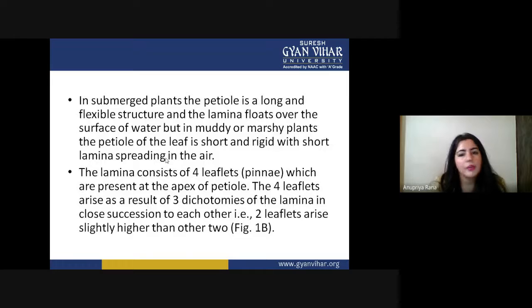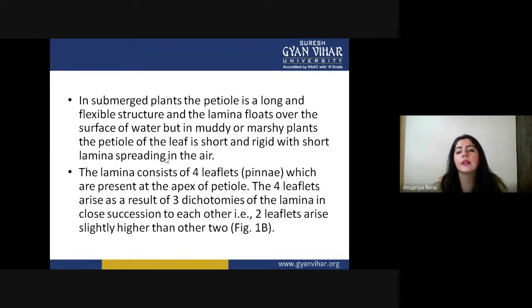In submerged plants, the petiole is very long. As we just saw in the diagram, the plant has a very long and very flexible petiole. This flexibility and length help the plant float over the surface, because the more water they displace, the more they can float on it. That is why this flexible petiolar structure is very long, and that gives them buoyancy. Lamina floats over the surface of water, but in muddy or marshy plants, the petiole of the leaf is short and rigid, with short lamina spreading in the air.